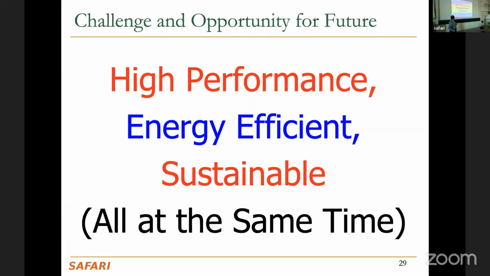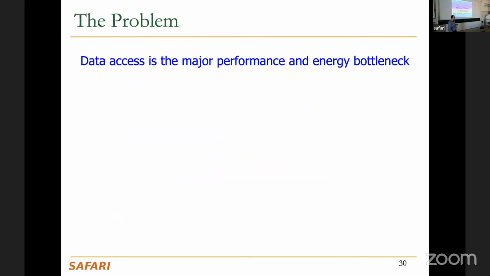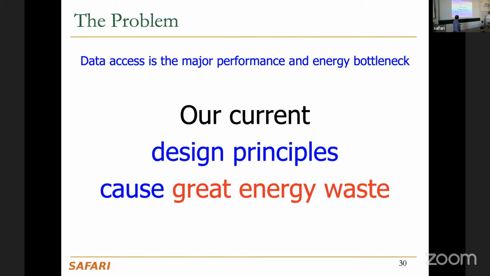So one of the reasons that I think it's important to revisit such a futuristic idea, at least it was quite futuristic in 1970, is that today we cannot really trade off performance for energy or something like that. We really need systems that are high performance, energy efficient, and sustainable, all at the same time. So we really want everything together, and for that we need a huge jump in the way that we are designing systems. Again, the problem is that data access is the major performance and energy bottleneck, and our current design principles cause great energy waste and also great performance loss.